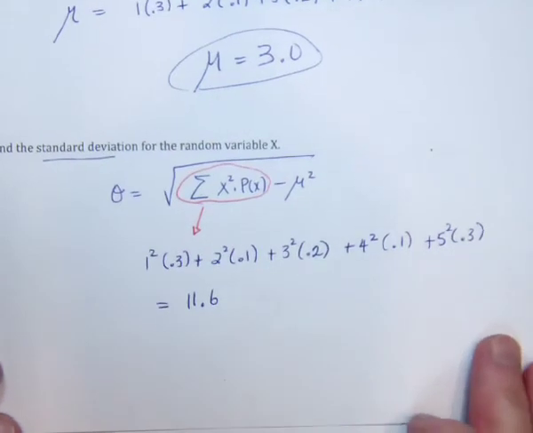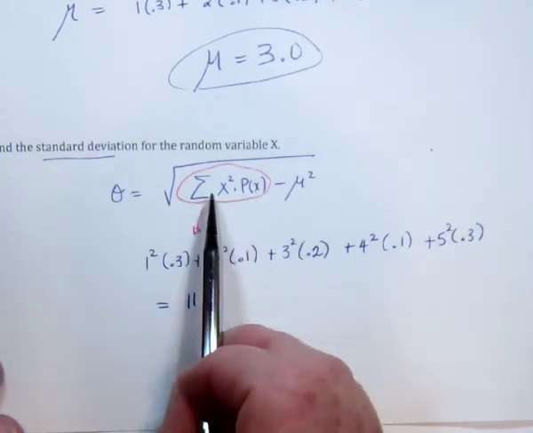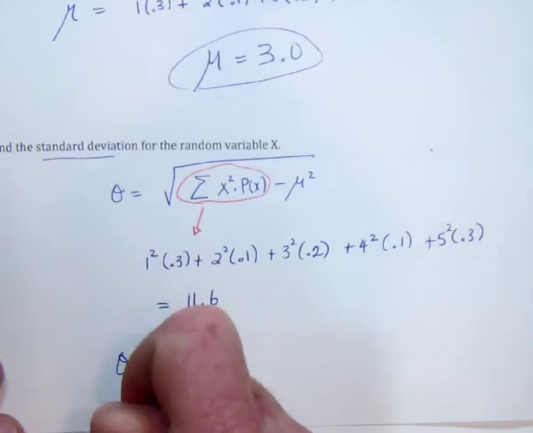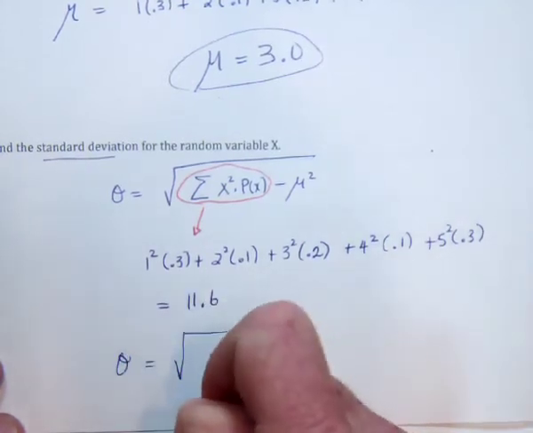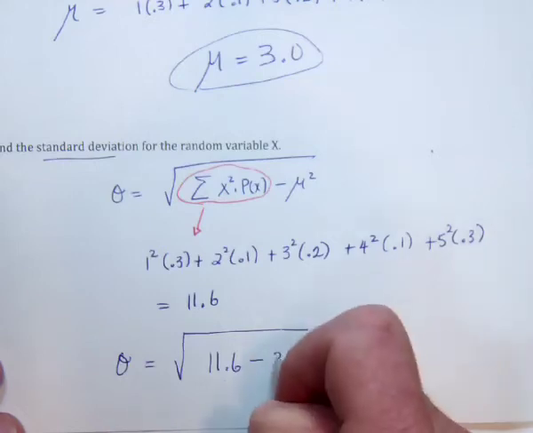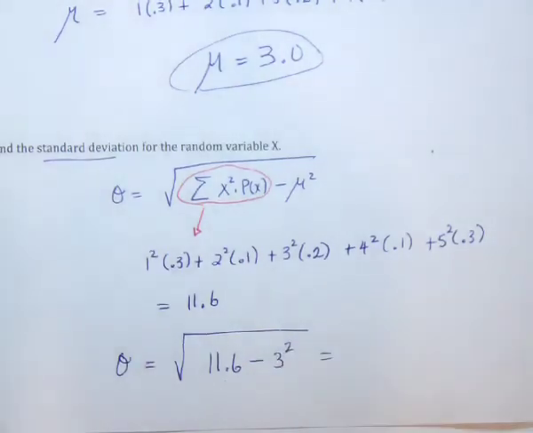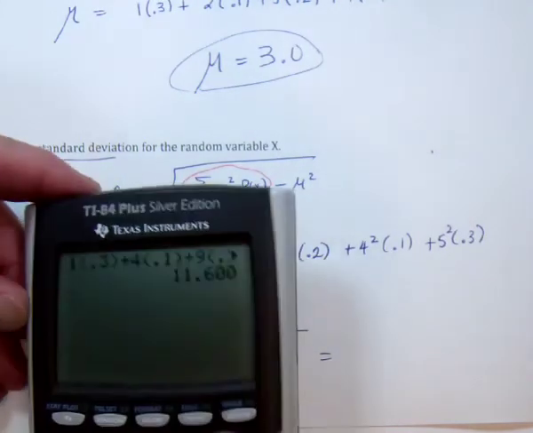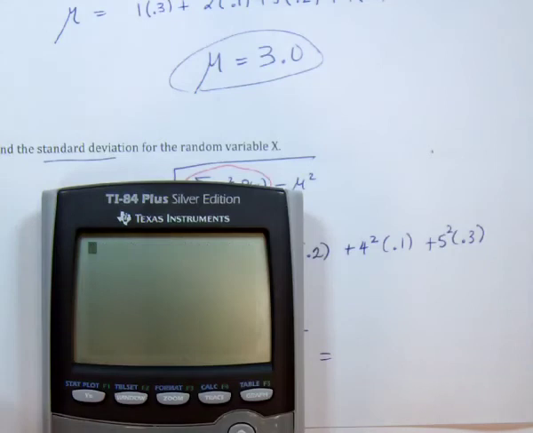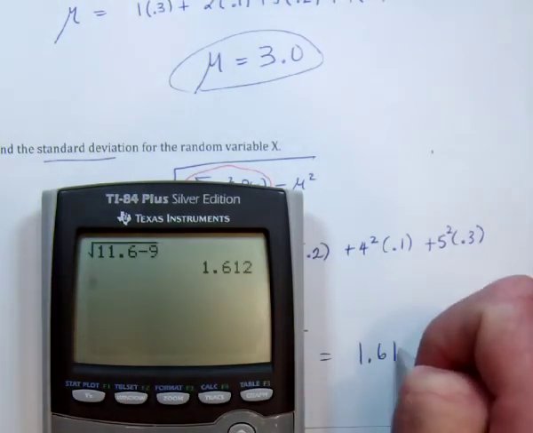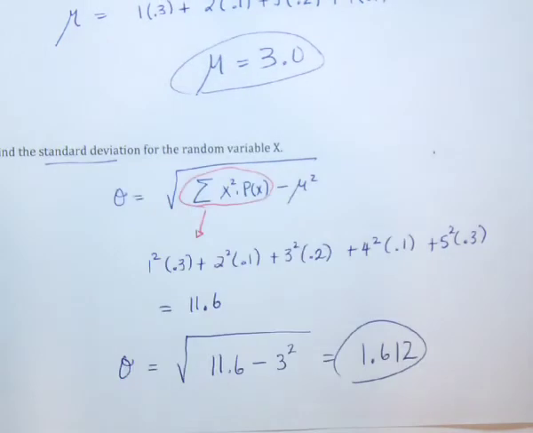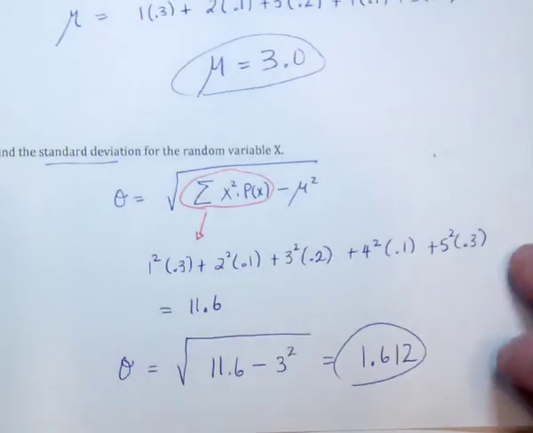Okay, so now let's get back to the whole formula. So this part in red is going to be 11.6. So we have the standard deviation is equal to the square root of 11.6 minus 3 squared. And then we just need to take the square root. So the square root of 11.6 minus 3 squared, or 9. The standard deviation, 1.612. Wow, this one's going fast.